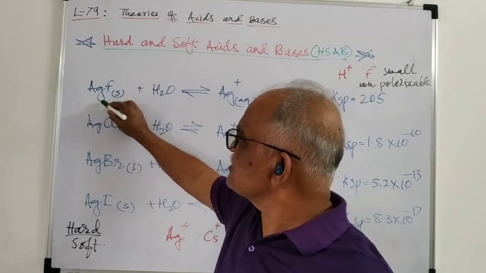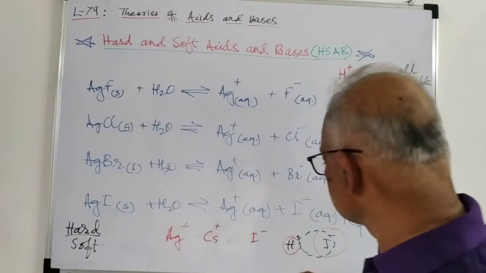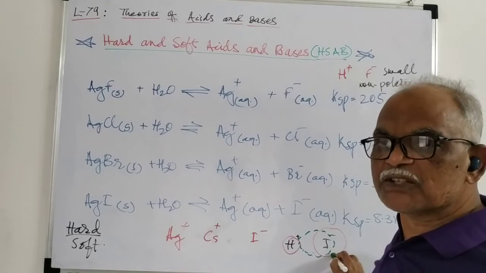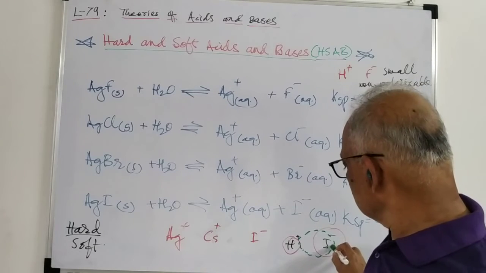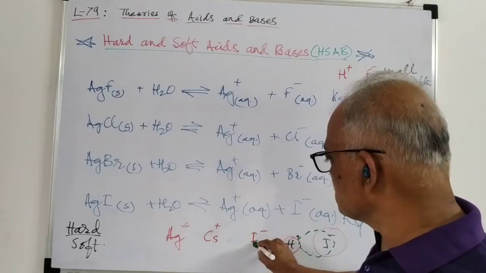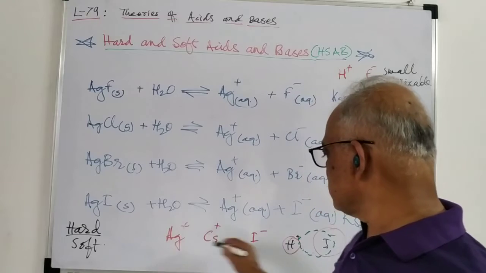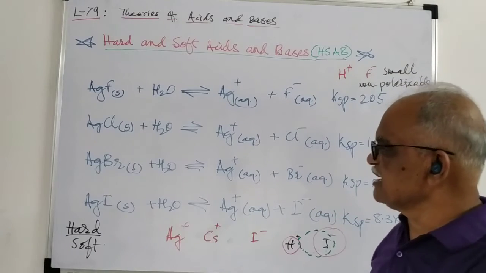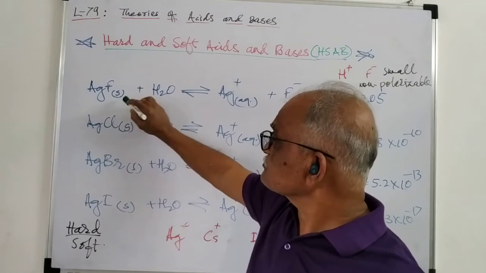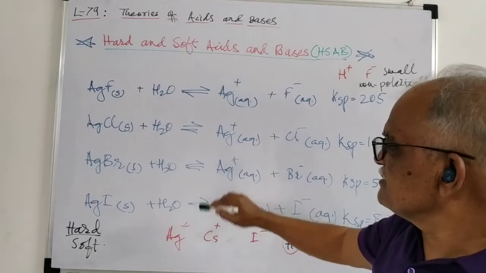So the species having this type of cloud, here the I minus anion, are covalent in nature, which means they can be easily polarized. Ag plus is also easily polarized. So here the ionic character is more, and that is why it is very easily dissolved.